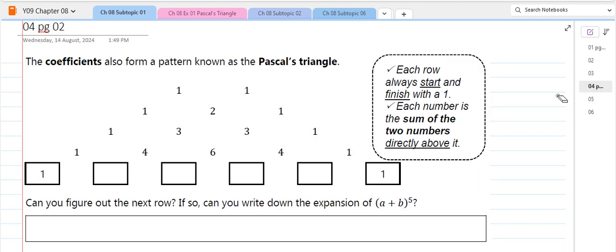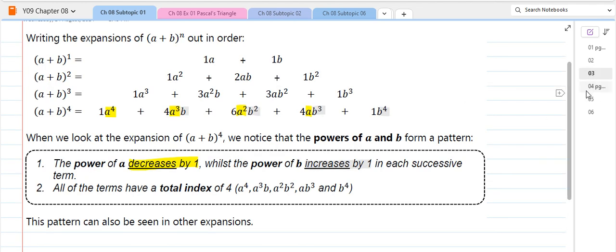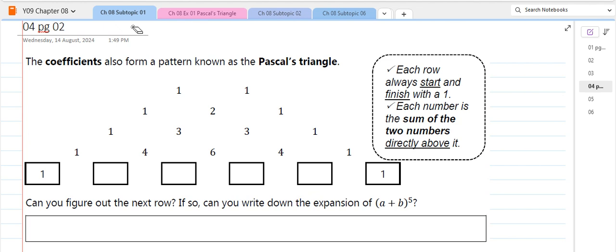So here, apart from the index, which is the previous one, you have to look at the pattern of the coefficients. The coefficients also form a pattern known as Pascal's triangle. Pascal's triangle is when you have a row that always starts and finishes with a 1, and each number is the sum of the two numbers directly above it. So like here, 1, when you go down, it goes directly to 1 in this number.